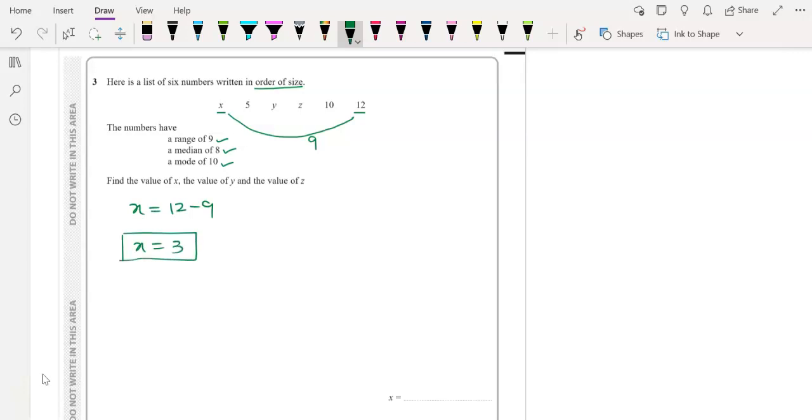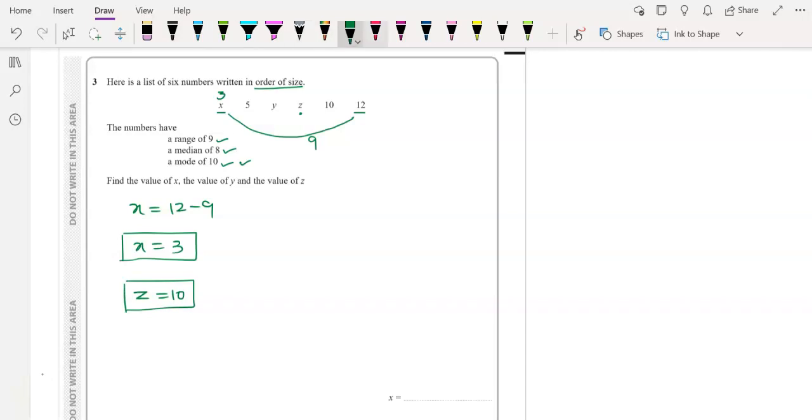So you got the value of x is 3. Now it says mode is 10. It means 10 has to repeat at least 2 times. Okay, so you can say the value of z will be 10. So z is 10 since the mode is 10.